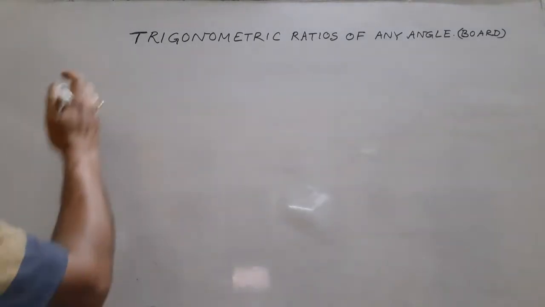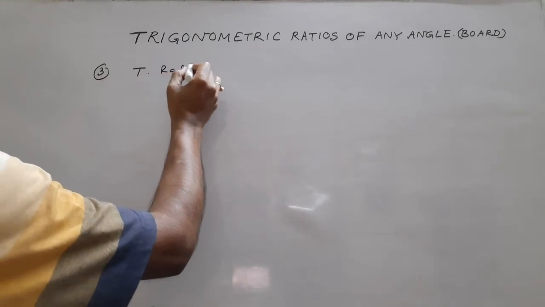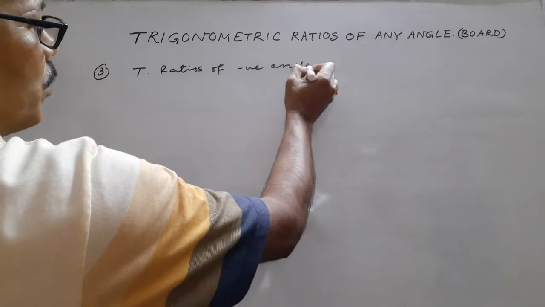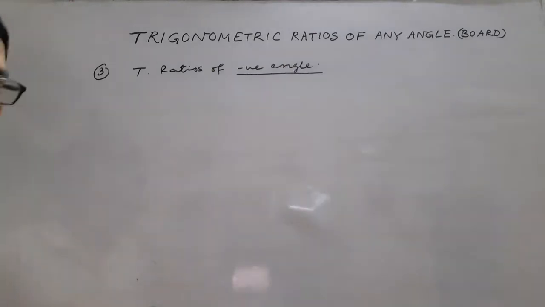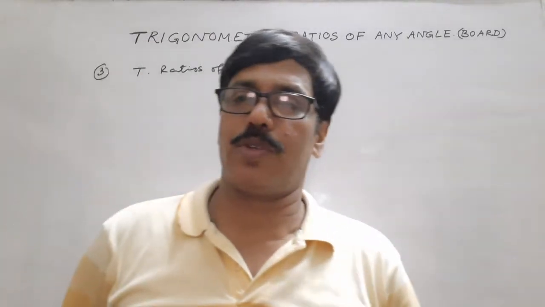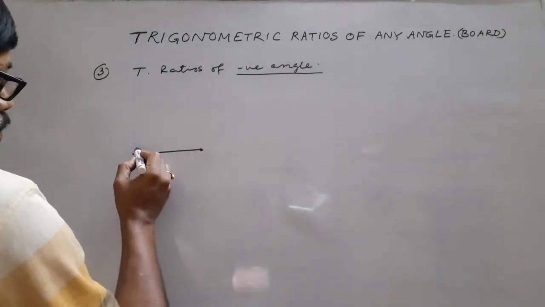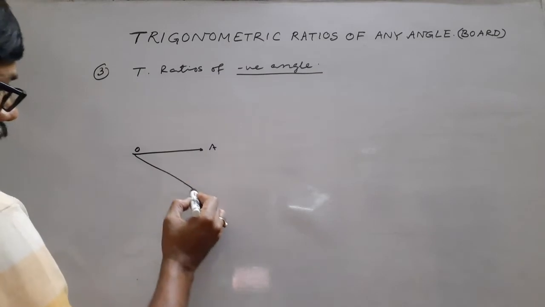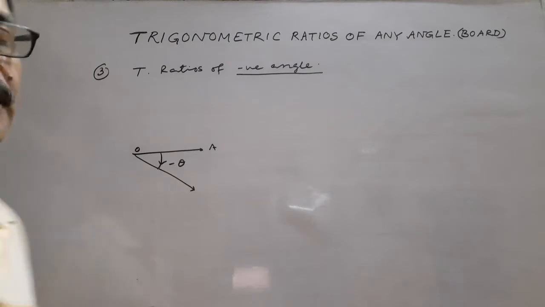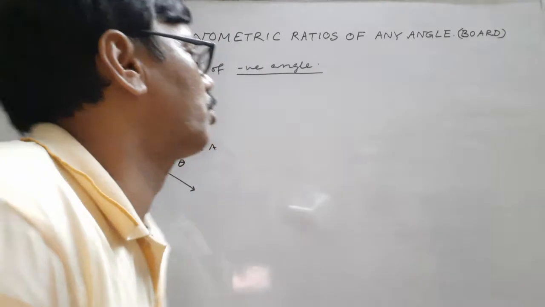Then the third one: trigonometric ratios of negative angles. You know, a negative angle is also possible in trigonometry. When the rotation is OA to OB, clockwise, this is a negative angle. If the rotation is anticlockwise, then it is positive.